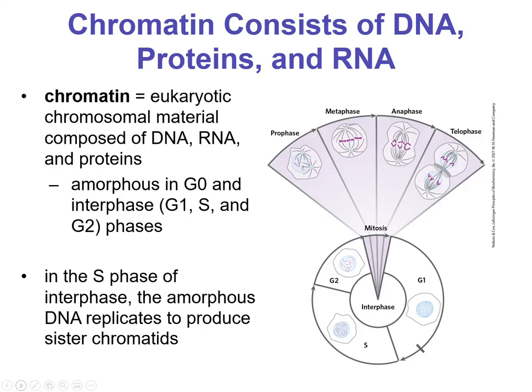So chromatin is the eukaryotic chromosomal material, and it's made up of DNA, RNA, and proteins. It's all compacted around proteins. It's just wrapped up very tightly. It kind of looks amorphous in G0 and in interphase. But in S phase, you have replication, and so it looks a little bit different.